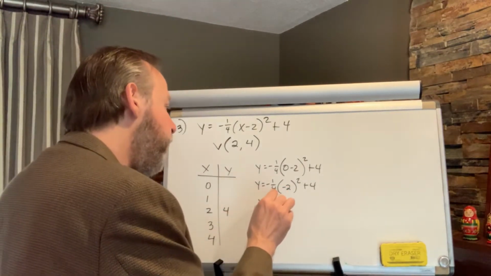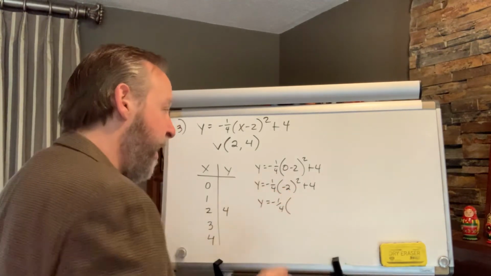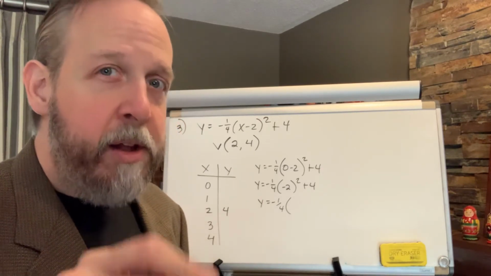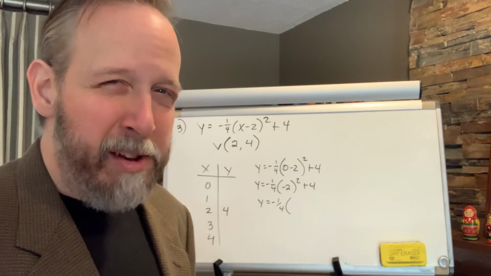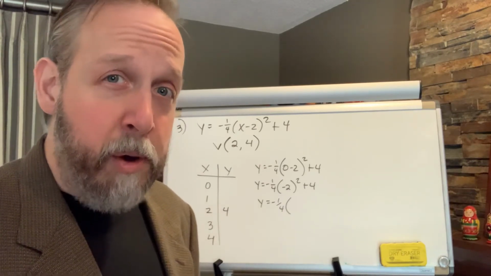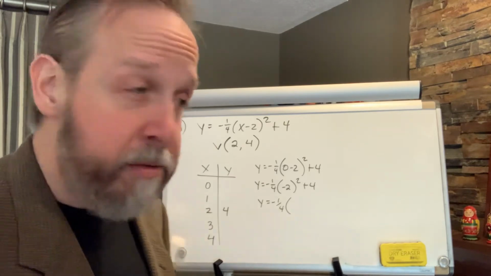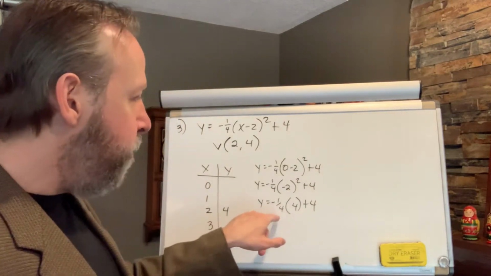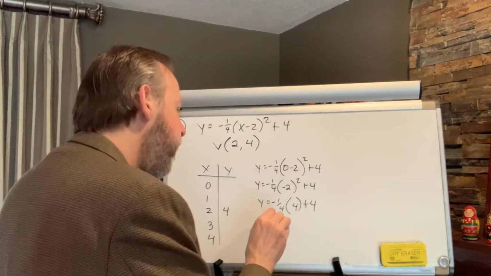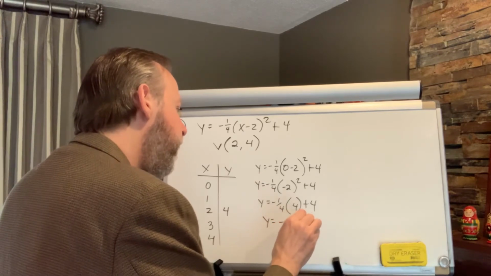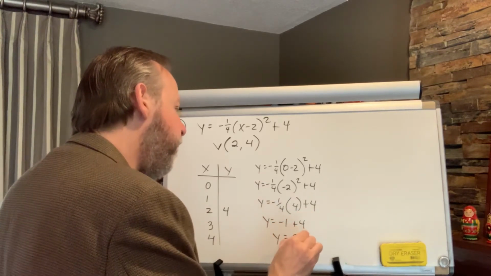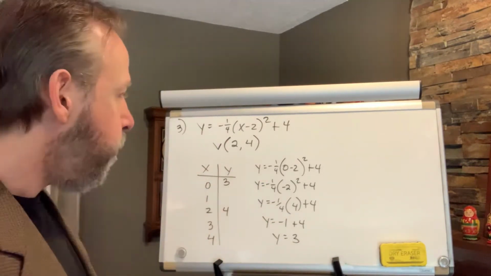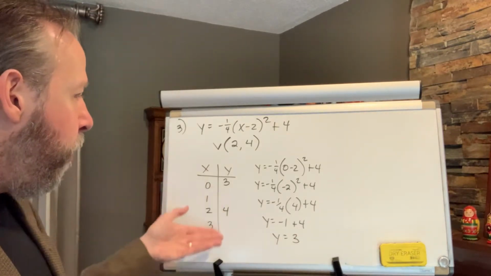Be careful. If you're going to use a calculator, be very careful how you input that, because negative 2 squared is 4. If you type in negative 2 to the power of 2 with no parentheses, it's going to tell you negative 4, which is wrong. So understand that whenever you square something, it's going to be positive. Now the order of operations says I need to multiply these two numbers. Negative 1/4 times 4 is negative 1. And then finally, negative 1 plus 4 is 3. So when I plug in a 0, I get out a 3. That's the output. You could do the same exact thing for the 1 and the 3 and the 4.